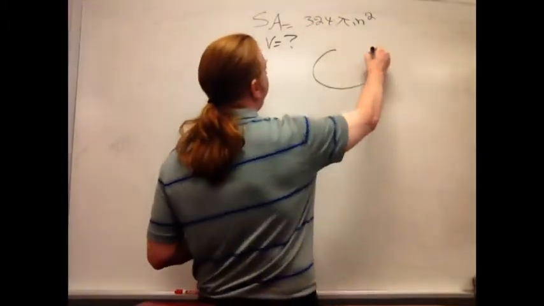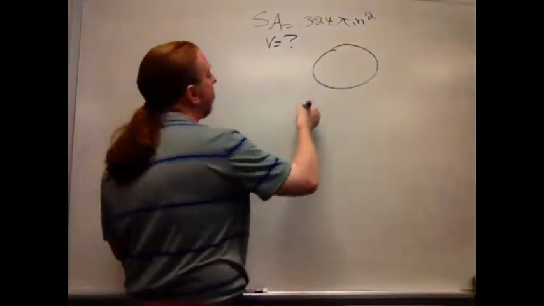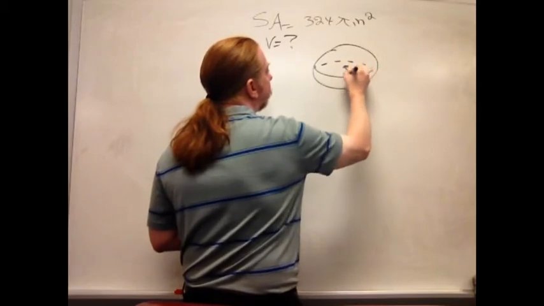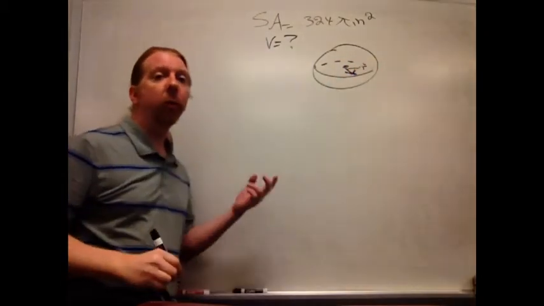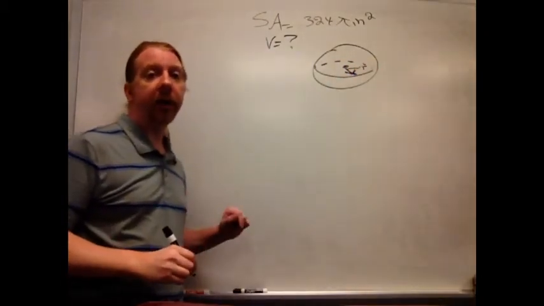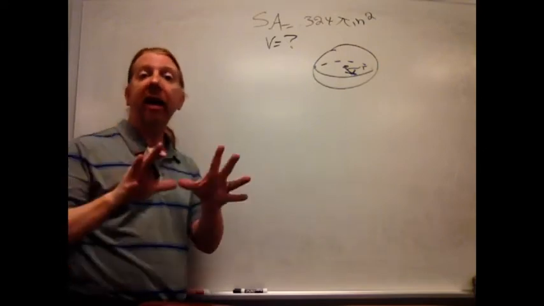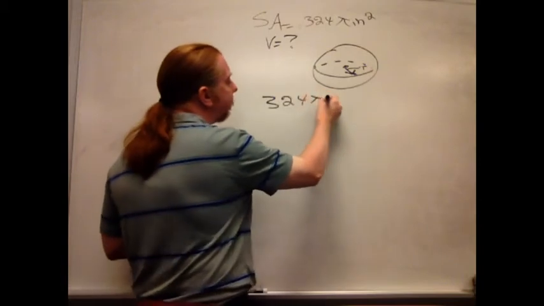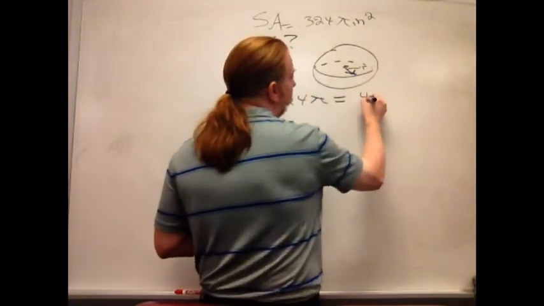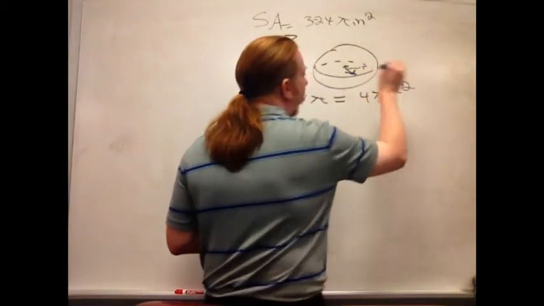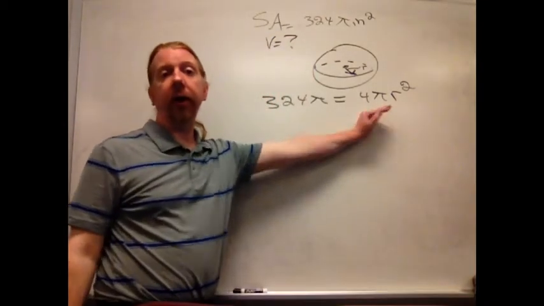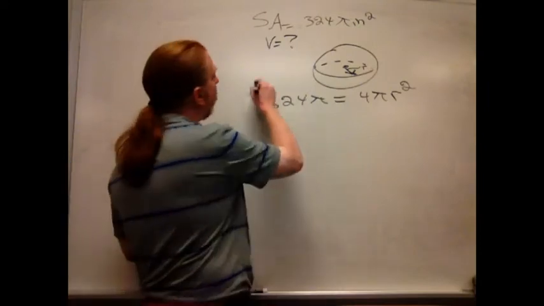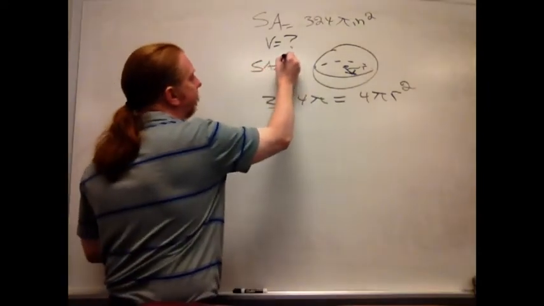So I have some sphere out here in space that I'm talking about. I don't know the radius of that particular sphere, but I want to get it. I have the surface area though. So I know that 324 pi is going to equal 4 pi r squared. That's the formula of the surface area. The known surface area is provided. Plug it in, and I can then calculate what the radius must be.